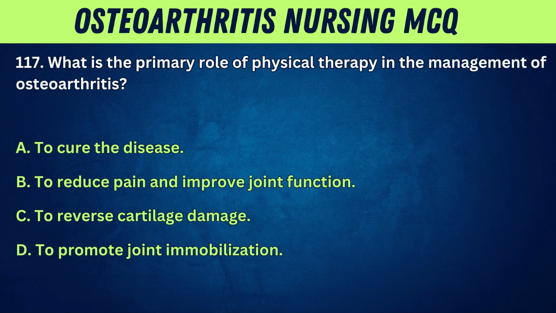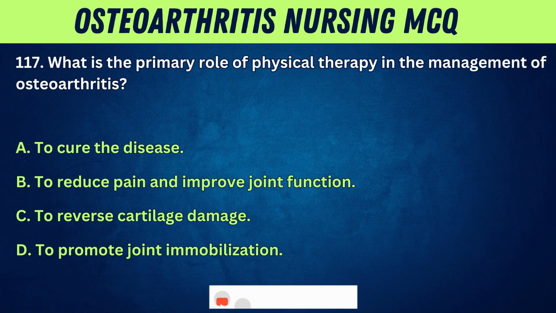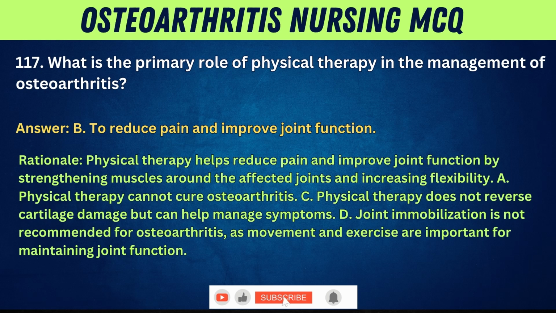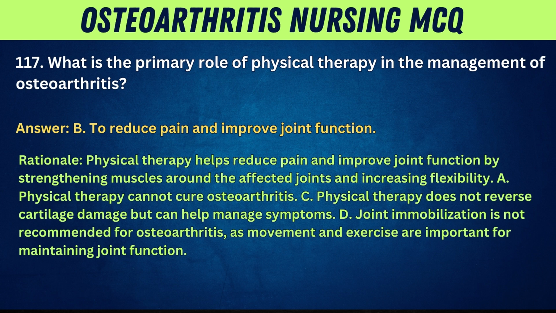A. To cure the disease. B. To reduce pain and improve joint function. C. To reverse cartilage damage. D. To promote joint immobilization. Answer: B. To reduce pain and improve joint function. Rationale: physical therapy helps reduce pain and improve joint function by strengthening muscles around the affected joints and increasing flexibility.